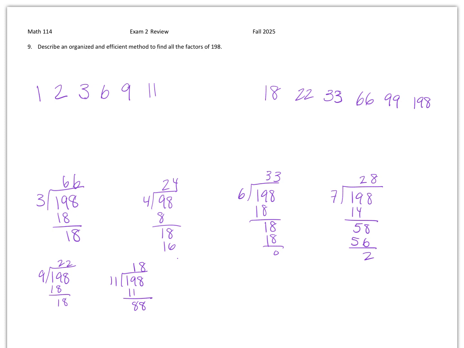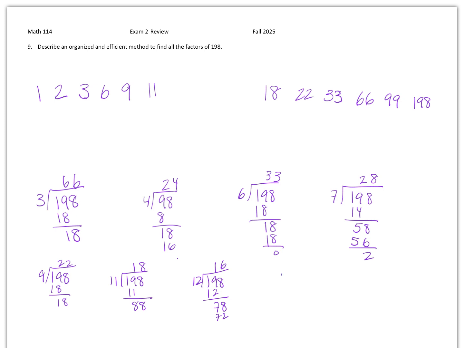Okay, 12 would be the next number I want to check. So I'm going to do 198 divided by 12. 12 goes into 19 once. 1 times 12 is 12. We subtract, we get 7. Bring down the 8. 12 goes into 78 6 times because 6 times 12 is 72. So I have a remainder here. 12 is not a factor.